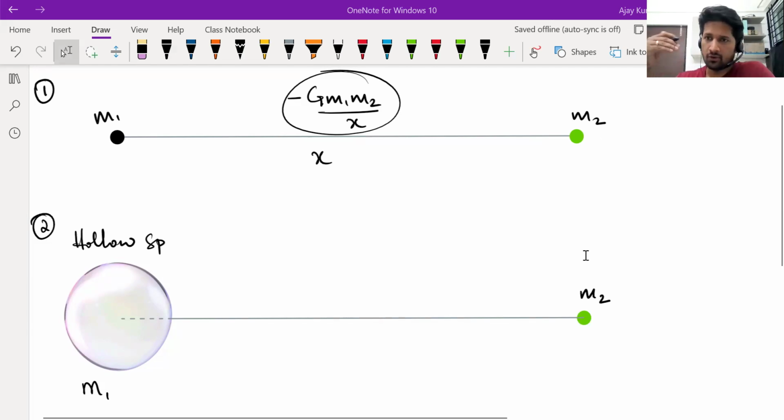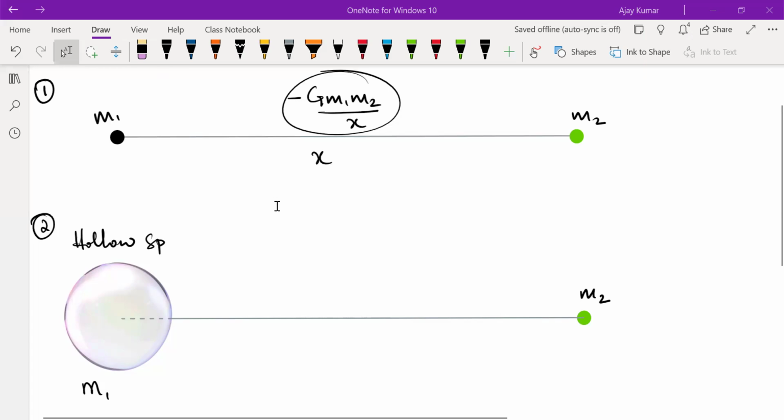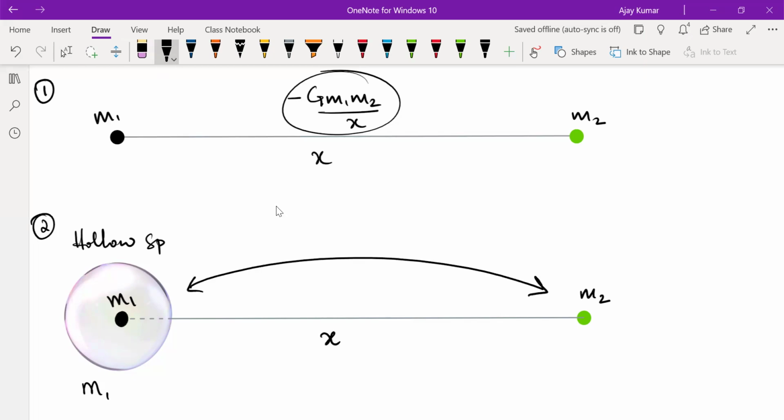Okay. For positions which are outside the sphere, if you want to find the gravitational field or the gravitational force, you can treat the sphere as a single particle placed at its center. So you can assume all the m1 is here itself, and let's say this distance is x. Now the force between the sphere and this particle is identical to the force between this particle and this particle.